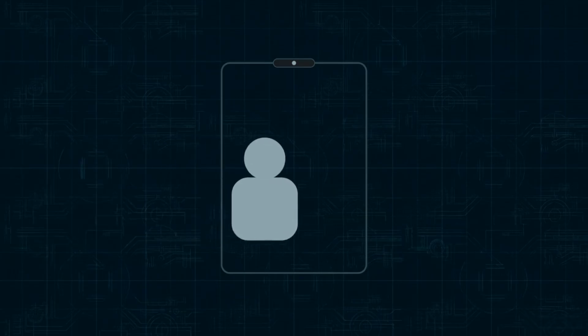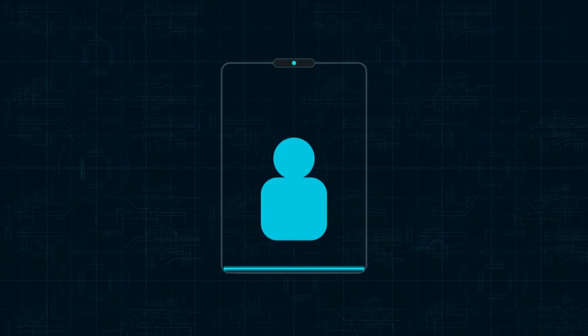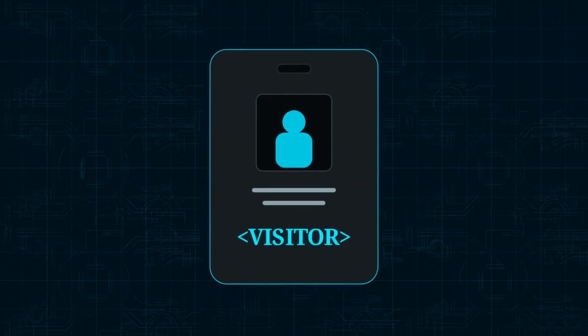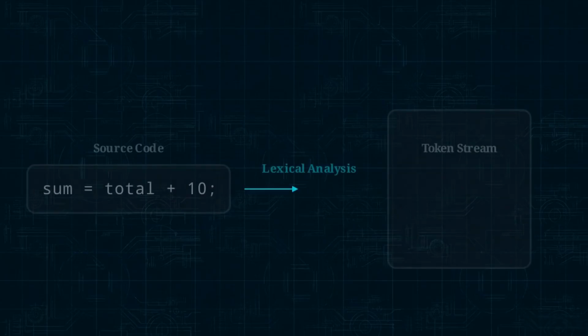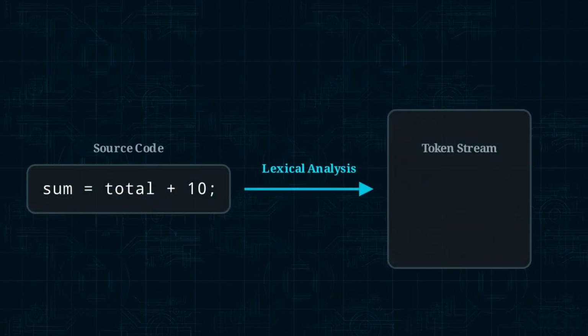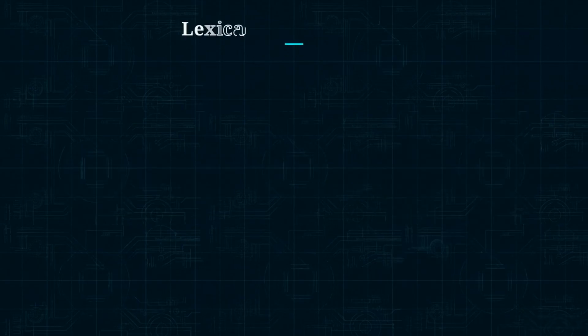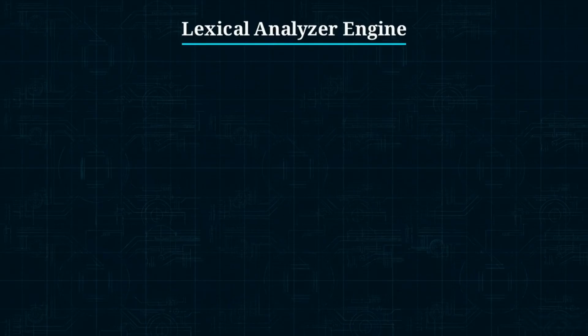At a security checkpoint, every person who enters is scanned, identified, and assigned a category, like this visitor badge. A lexical analyzer performs this same task for a compiler. It takes human-readable source code and translates it into a rigid stream of tokens. This translation happens across 6 components.